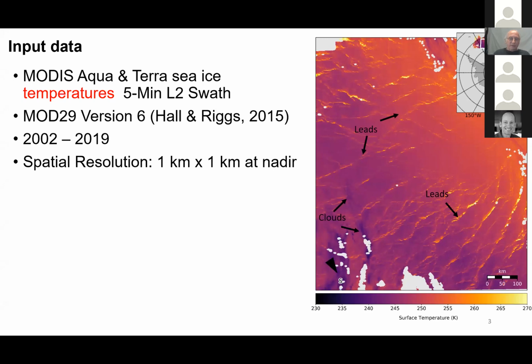Our work is done with infrared satellite data, and we are using MODIS data from the last 17 years. We use the temperature data, and you see here the signature of leads in a swath of the MODIS infrared data. You see the warm signature in the surface temperature. But the problem is that there are sometimes clouds which disturb the image. In the end, we have data at about 1 kilometer resolution at nadir.